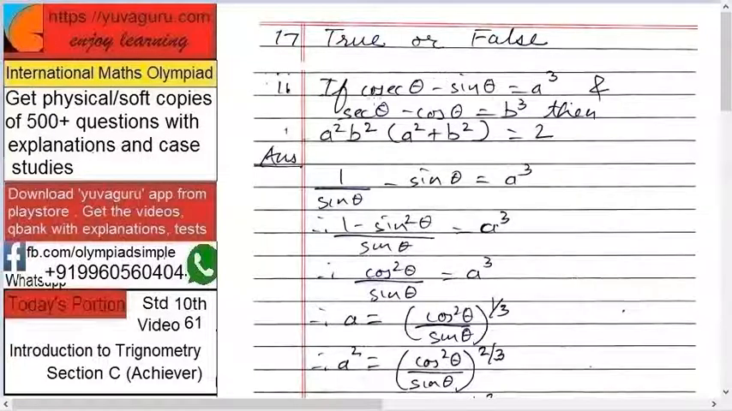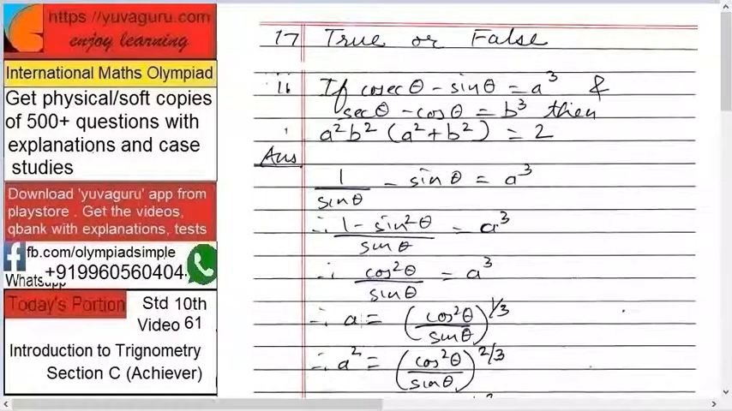So let's start. Cosec theta minus sin theta equals a cube. What is cosec theta? 1 upon sin theta, right? So 1 upon sin theta minus sin theta equals a cube. Solve this. 1 minus sin square theta upon sin theta equals a cube, right? Cross this. So we get 1 minus sin square is cos square. So cos square theta upon sin theta equals a cube.